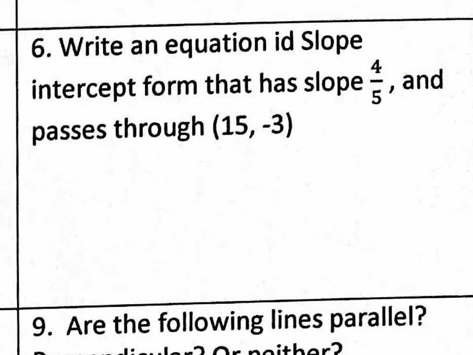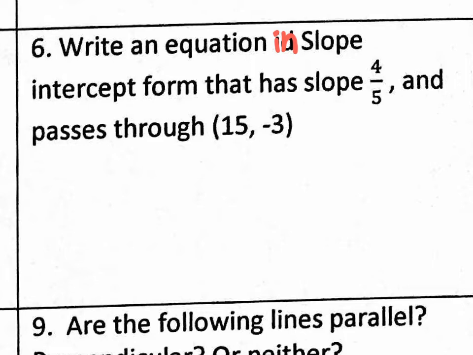Number 6. Go for it. Write an equation in slope-intercept form that has a slope and that passes through the point 15, negative 3. So they are asking for slope-intercept form. That's y equals mx plus b. But what you should do is just take what they give you and go with the quickest, easiest form for you. So they give you a slope and they give you a point. What's the best form? Point slope, right? If they give you a point and they give you a slope, go with point slope.